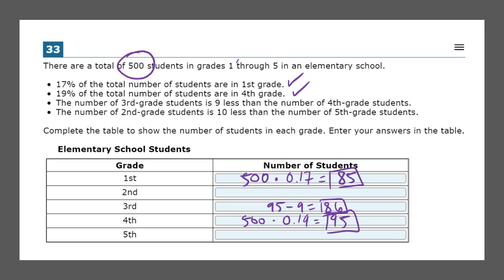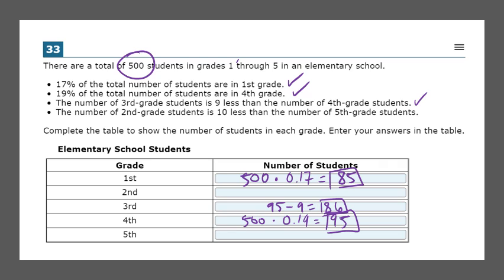Now what you can see is that I've figured out 3 of these boxes just by the 3 pieces of information. The last piece says the number of second grade students is 10 less than the number of fifth grade students. Now if you think back to that table problem, one thing that you can definitely remember is that a statement like this tells you that you're probably going to have to set up a system of equations.